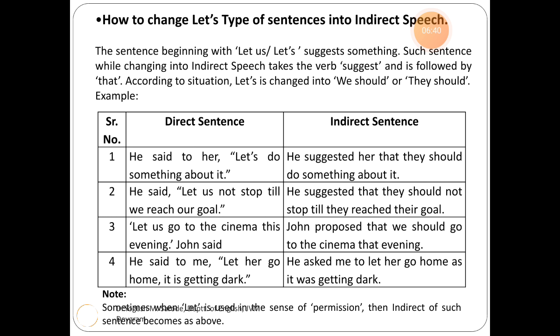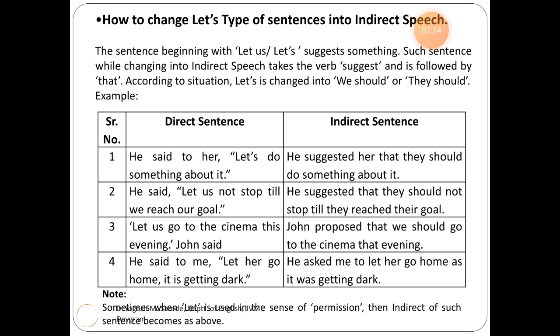Example number 1. He said to her, "Let us do something about it." Let us do something about it. So this is a suggestion, a simple suggestion. So he suggested to her that the conjunction word will be used like that of statement type. Now let us means we should or they should. So the subject in a reporting speech will be they should do something about it. Rest of the sentence is simple and there is a full stop at the end.